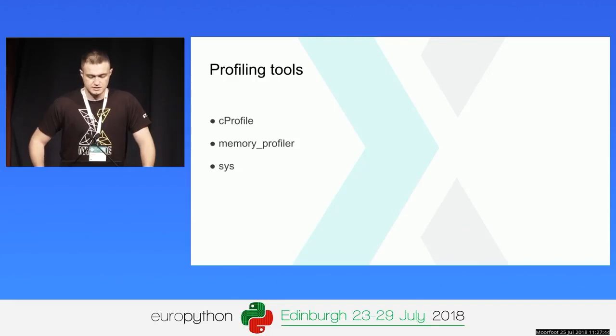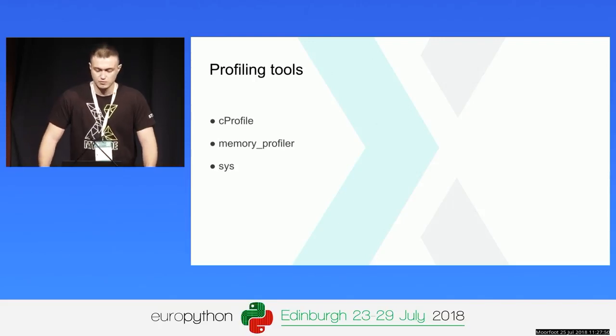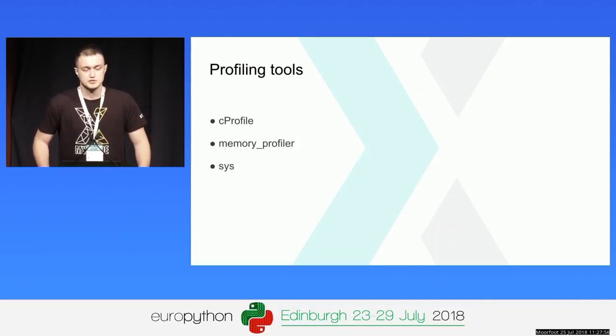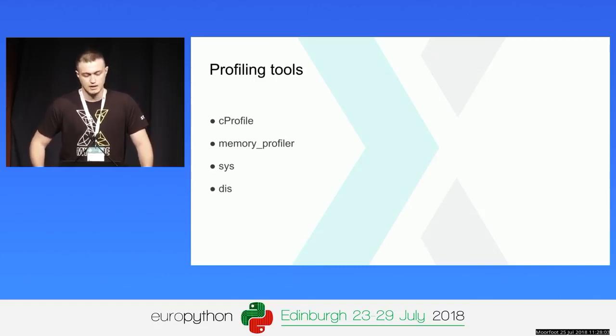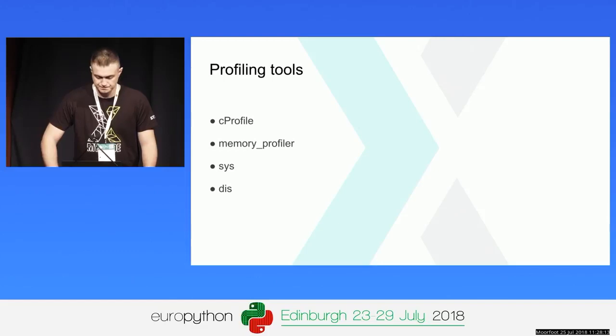Next one is sys. It's a built-in library. It provides us with a low-level operating system API, which we can use to inspect, for example, CPU usage of the process or the memory. And the last tool is dis. It's also a built-in library. We can use it to disassemble the Python code and inspect it on a lower level.